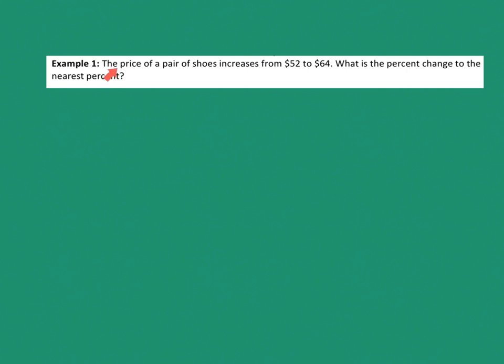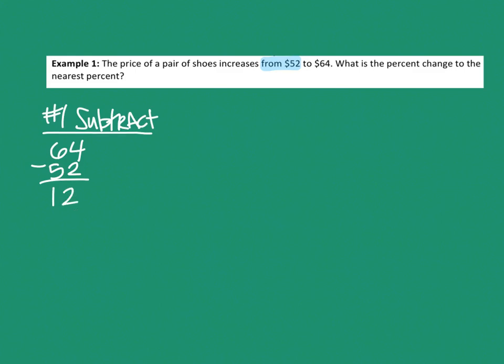This first story problem example says the price of a pair of shoes increases from 52 to 64. What is the percent change to the nearest percent? First of all, I need to know where it started from. It started from 52. So earlier we said step 1, subtract your numbers. You always put the biggest number on top when you subtract, so 64 minus 52 is 12.